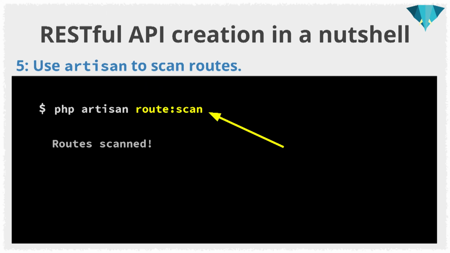Now, we haven't told Laravel to use that annotation. So we now need to use artisan to scan that route. And so, again, the syntax reads very well: php artisan route:scan. And we're done.